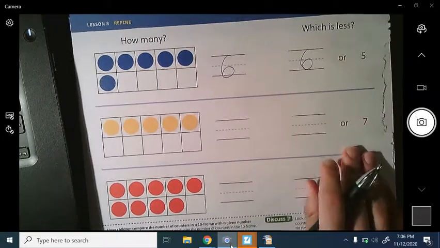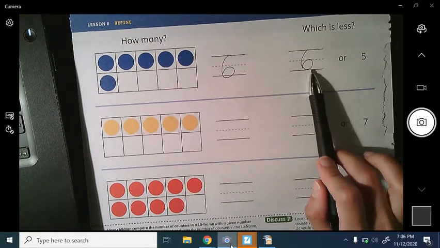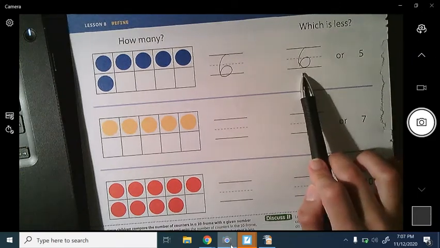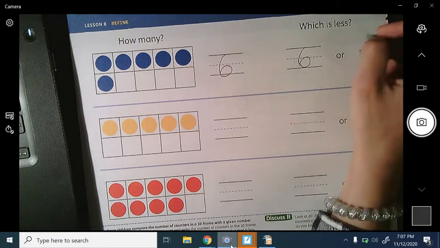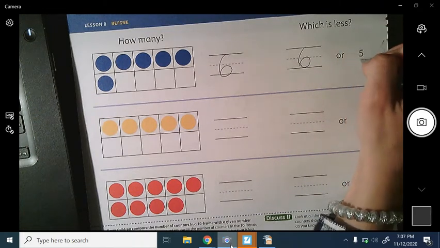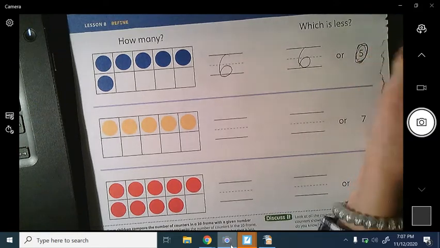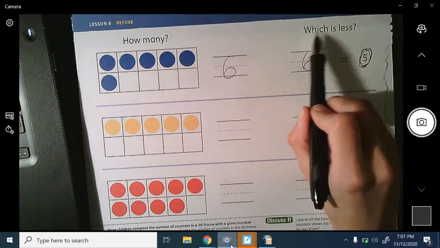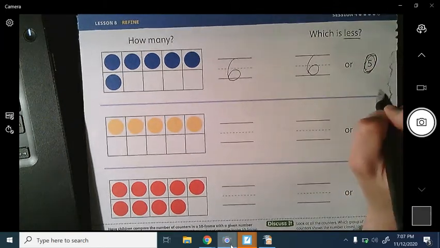And at the top, it says, which is less? So now I have to figure out which is less, number 6 or number 5? Did you say number 5, boys and girls? Yes, 5 is the smaller number. And when we want to know which one is less, we want to know which one is smaller.